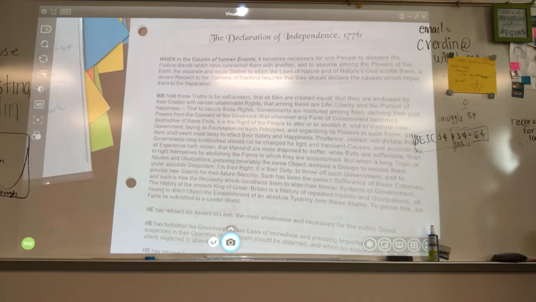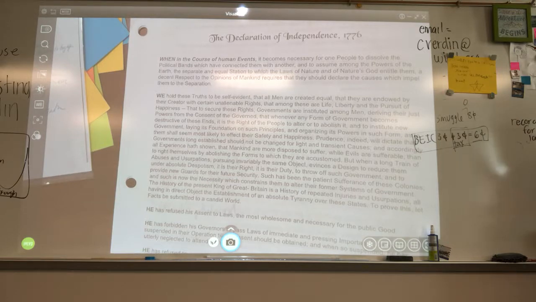Thomas Jefferson is quoting John Locke, but he changed it, right? Yeah, from property to the pursuit of happiness. That to secure these rights, governments are instituted among men. Again, isn't that what we've been reading in all these documents? Men have rights, men have rights. And deriving their just powers from the consent of the governed.